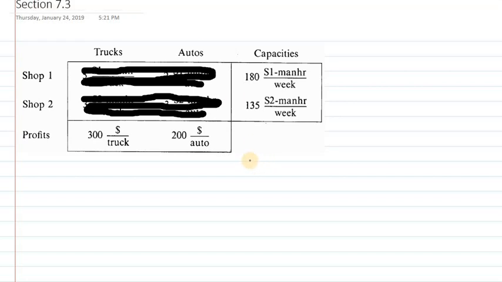Okay. So the total profit, I can think of this box as representing the total profit. Now what are the units of total profit? Well, you'd say dollars. But in fact we're talking about profit on a weekly basis. So the total profit will be dollars per week.